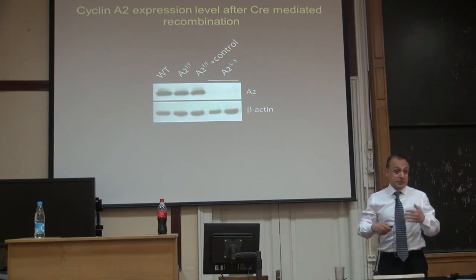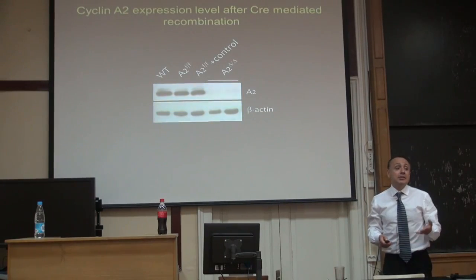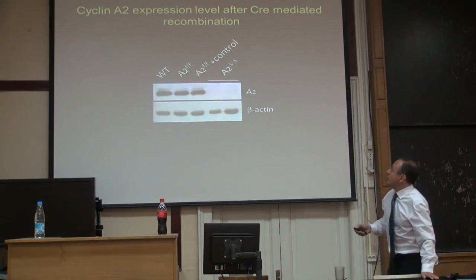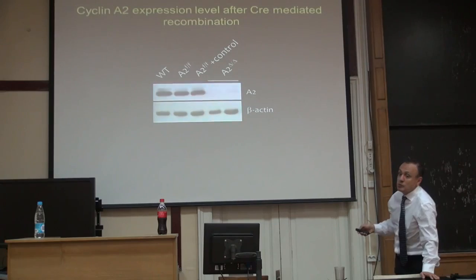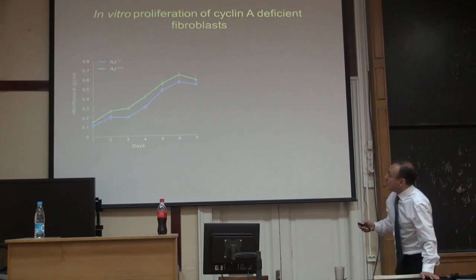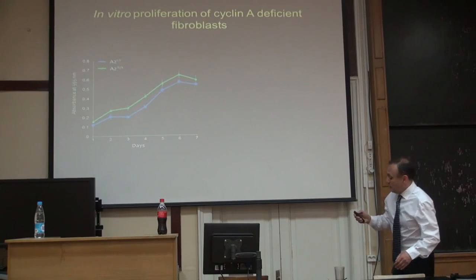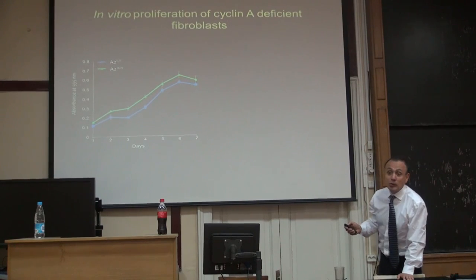They are normal because cyclin A is expressed, and then she isolated fibroblasts from the embryo and put Cre recombinase into them. This is Western blotting; these are the control cells. This is cyclin A2 flox, and this is cyclin A2 flox conditional knockout together with the Cre recombinase. The expression of cyclin A2 is completely gone. Well, to our surprise, we found that these cells proliferate quite normally.